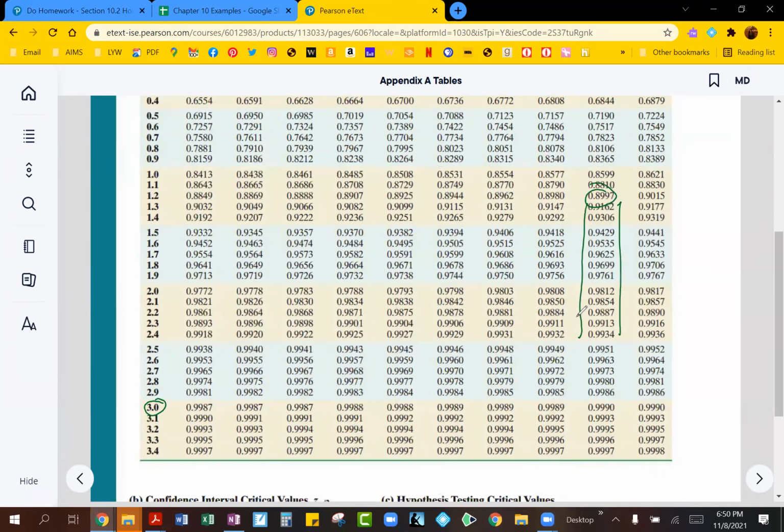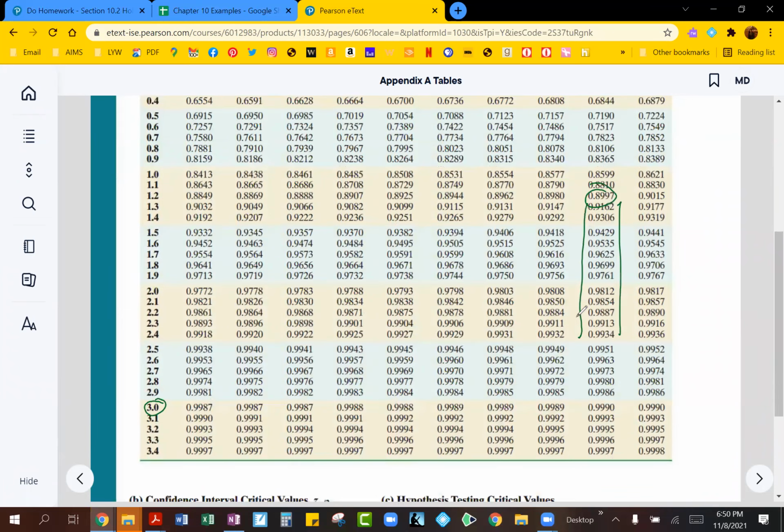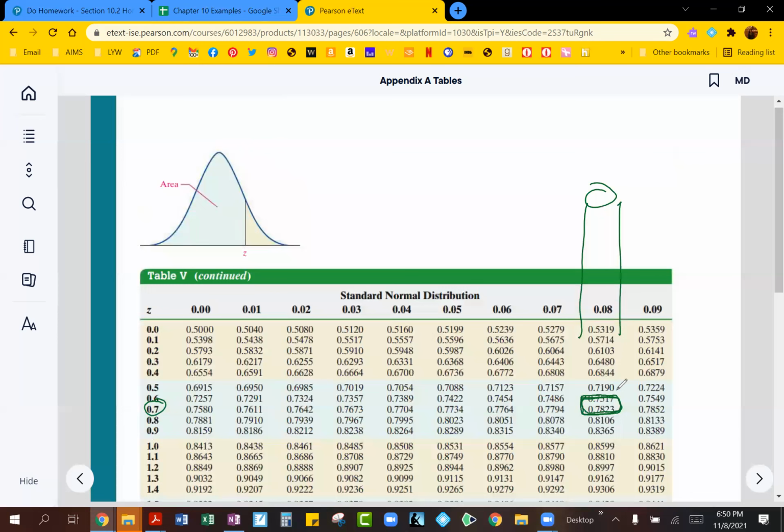But to try and get this all on the same screen, we're going to have to move this around a little bit. So here is our 3.0. This will be the 0.08 column. So you can see our probability is going to be 0.9990. Now remember, by default, your standard normal table is always giving you the area below the Z-score. So, we are at 3.08, and this area of 0.9990 is on the left-hand side.